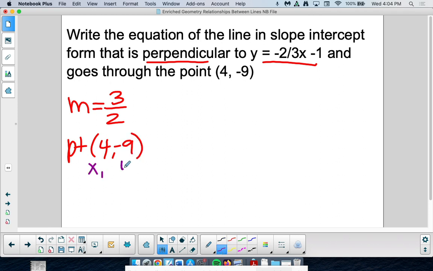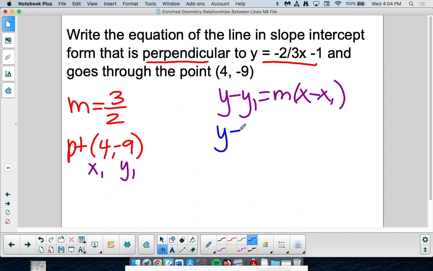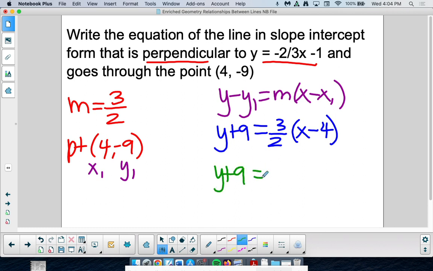Here's my x1, my y1, plugging into the equation. Here we go. Again, plug in. Y minus negative 9, so that's really like a plus 9, equals our slope of 3 over 2, x minus 4. Drop down that y plus 9. 3 over 2 times x is 3 over 2x.